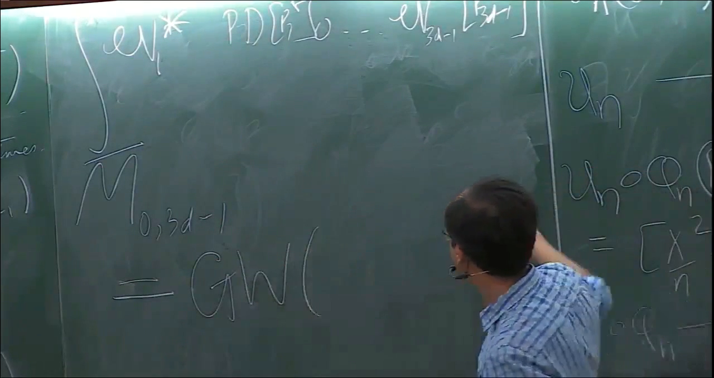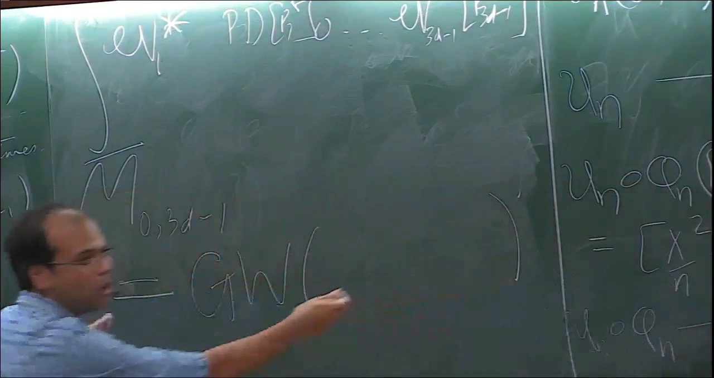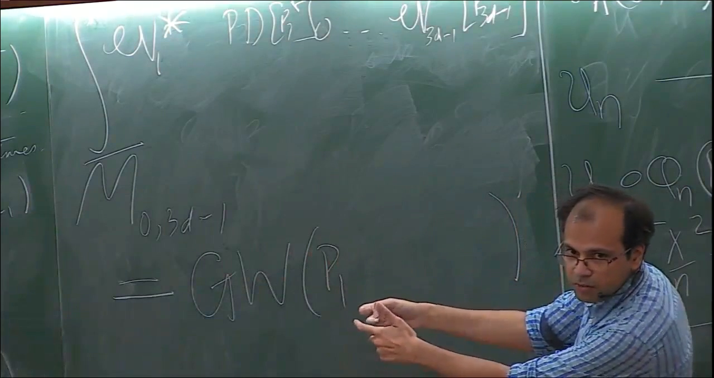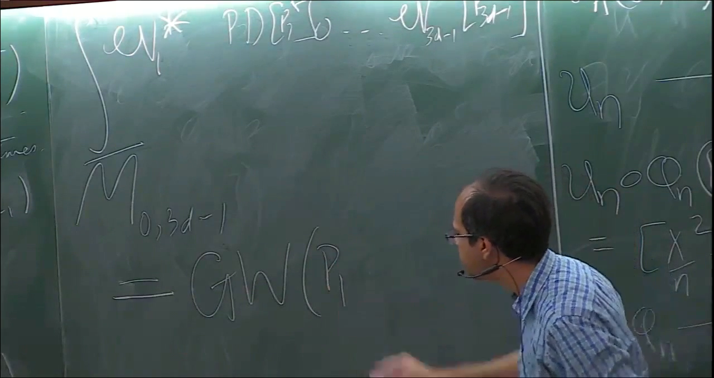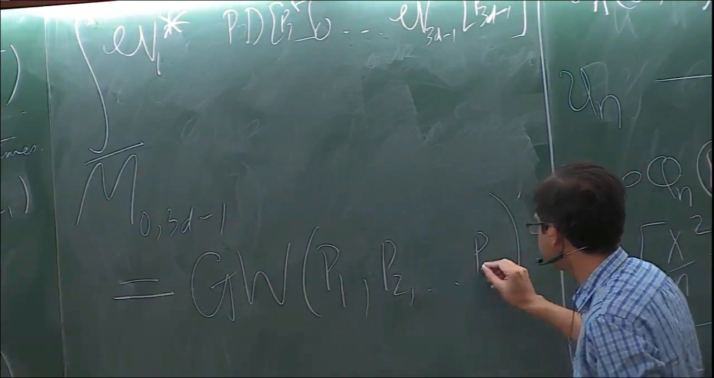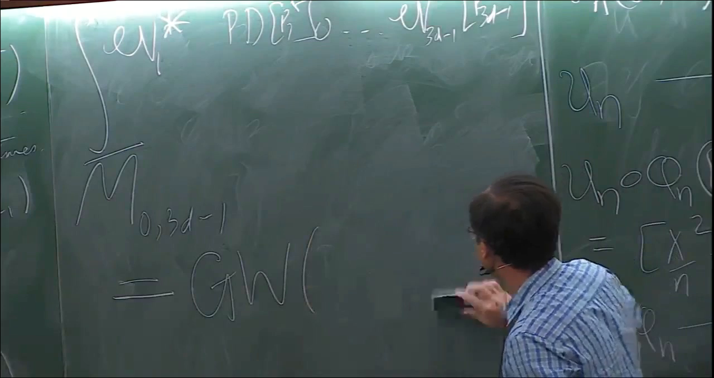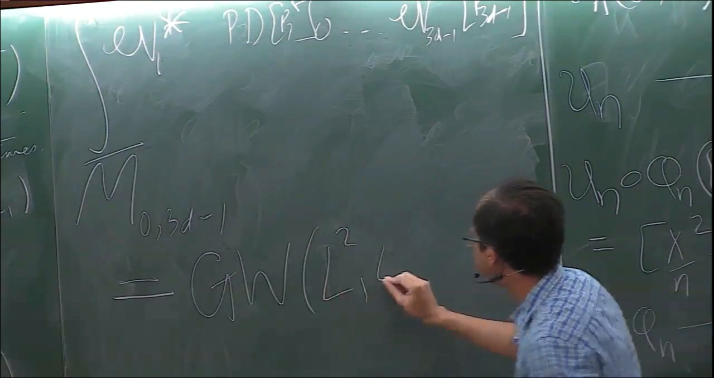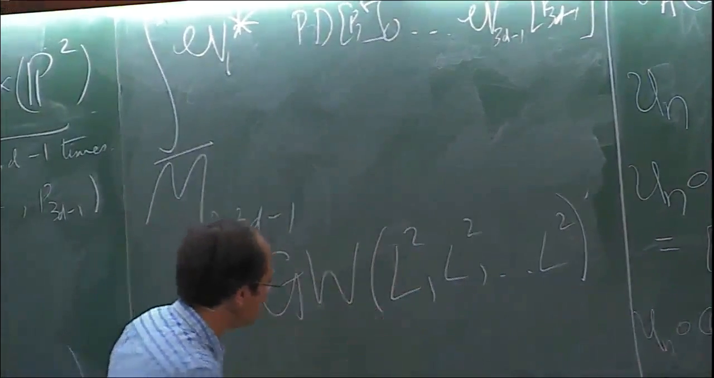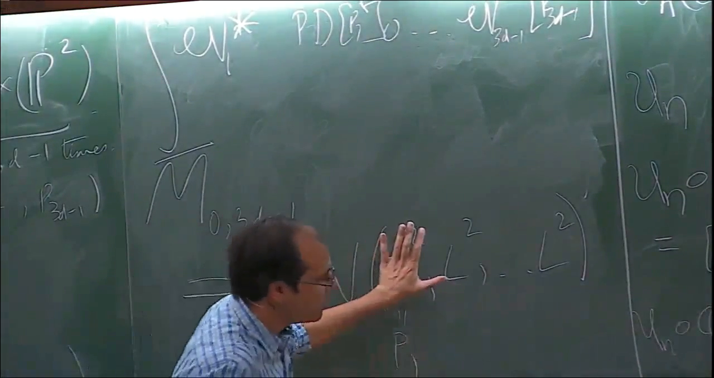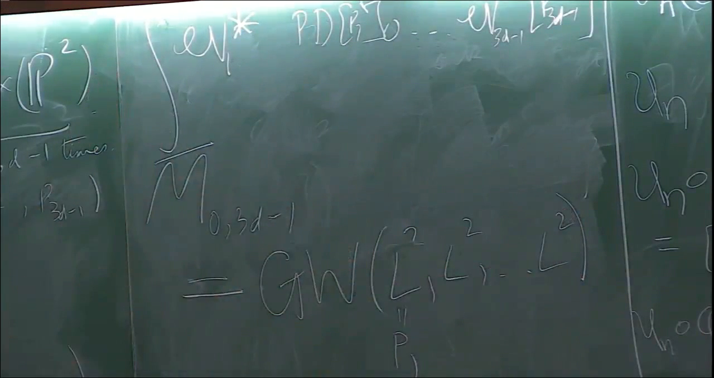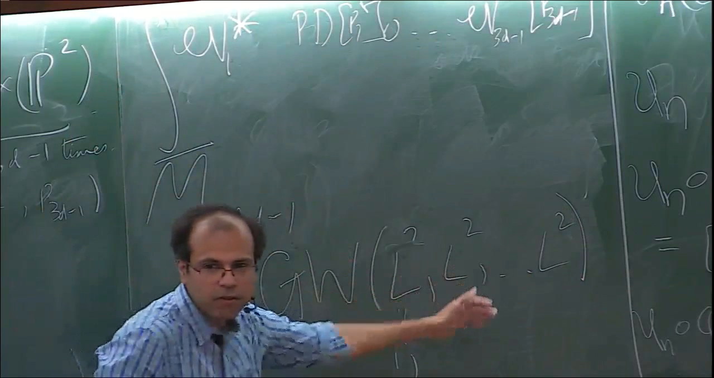You are given some homology or cohomology classes. So P1: the point itself is not important, the homology class it represents is important. So you have a point, another point, and so on. Instead of a point, I'll think of it this way: L square, L square, L square. L square means the intersection of two lines, which is a point. So the input is a certain number of homology or cohomology classes, and the output is a number. This is an example of a Gromov-Witten invariant.